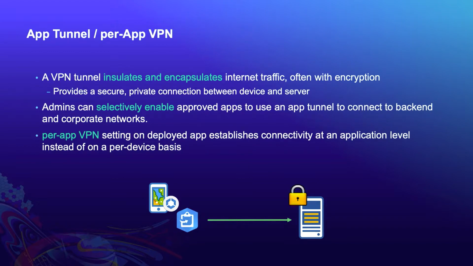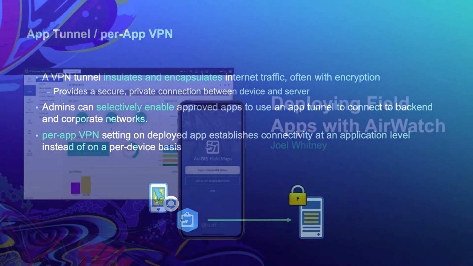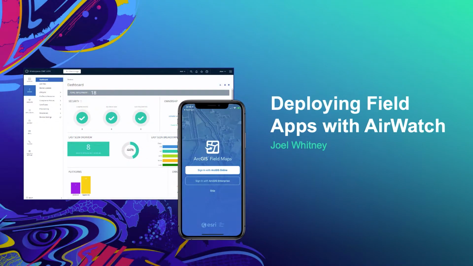There's something special that we have to do as developers to participate. The VPN tunnel is what encapsulates and insulates, really secures that communication between the device and your backend resources. Administrators can give full access to the VPN to any app on a device, or they can selectively enable approved apps to have that VPN access. So Joel is going to be showing this in the demo. He'll be talking about the per app VPN, where it is scoped specifically to an application. And with that, I will pass it over to Joel.